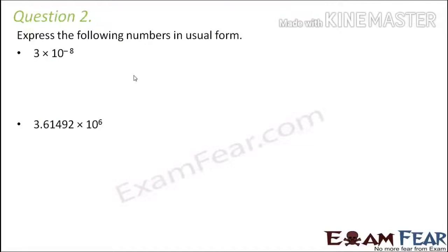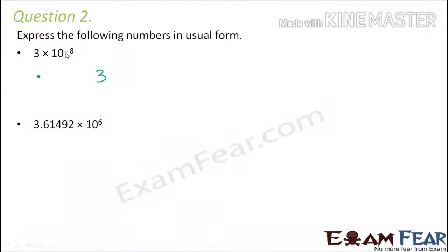Question number 2. Express the following numbers in usual form. The numbers are given in their standard form and you have to write them in their usual form. So 3 into 10 to the power minus 8. First you write 3. Now since you have minus 8, what does that mean? Whenever we write negative exponents, we tend to move towards the right while writing the standard form. So this time, since minus 8 is already given, the decimal point was somewhere on this side, because only then would you be making jumps towards the right, correct?